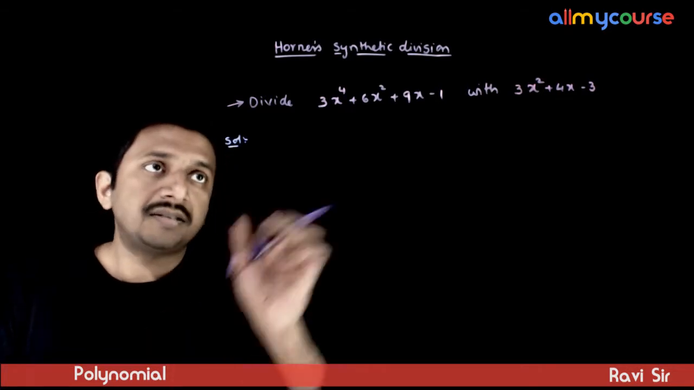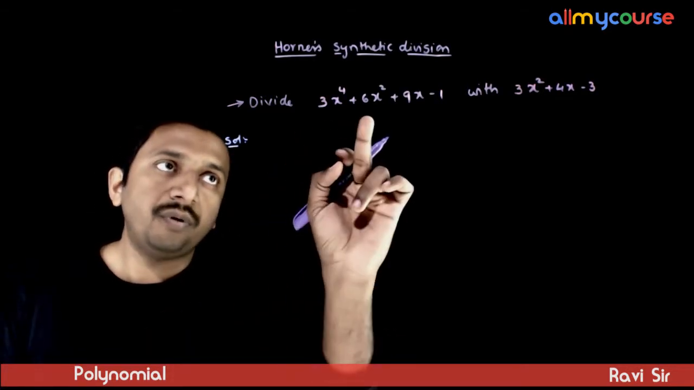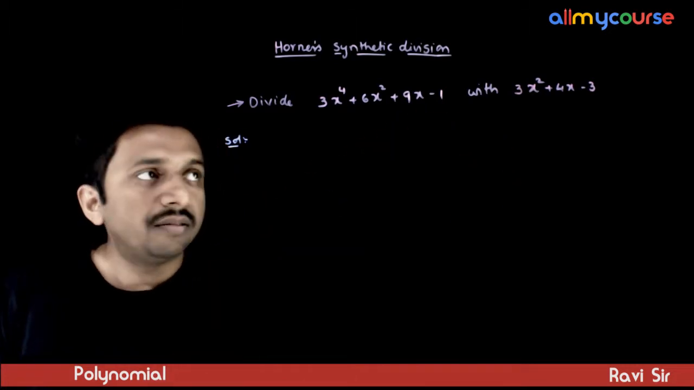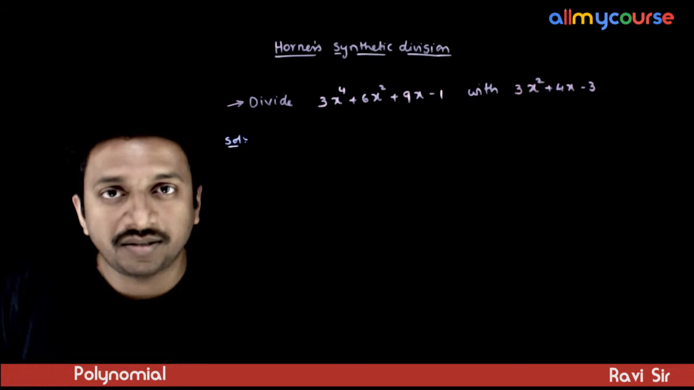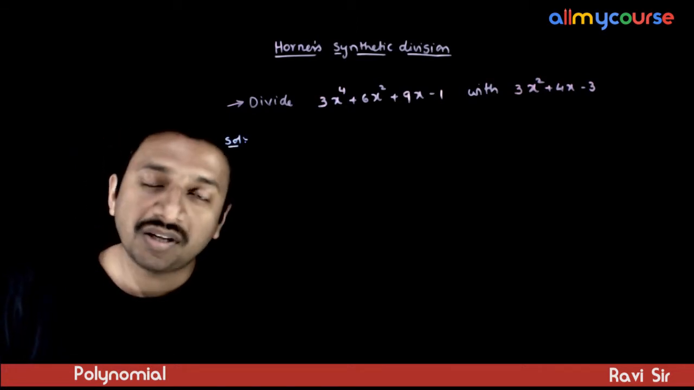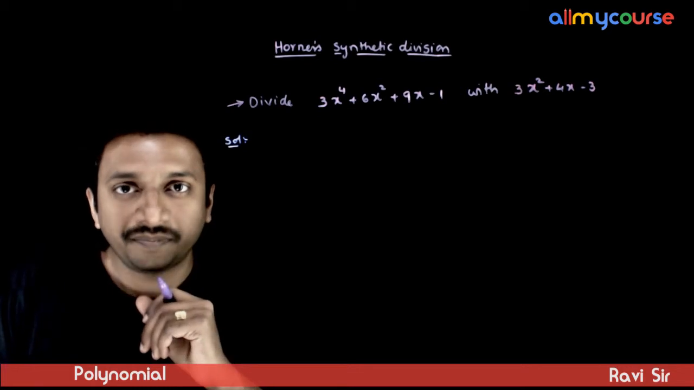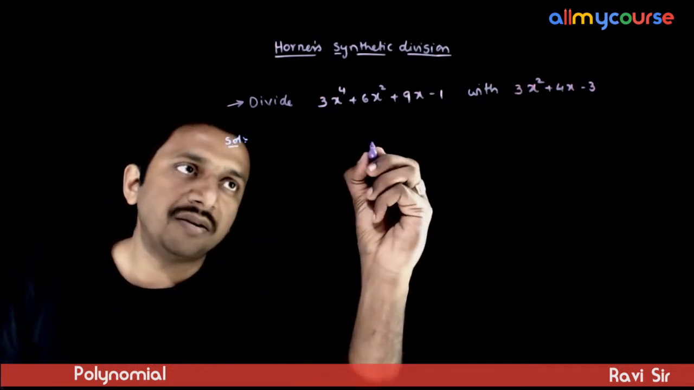So now let us try to divide 3x^4 + 6x^2 + 9x - 1 by 3x^2 + 4x - 3. In this question, the difference is that the leading coefficient of the divisor is not equal to 1. So let us start our division.